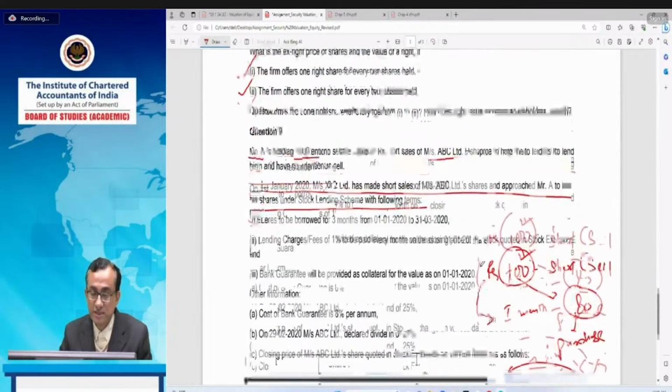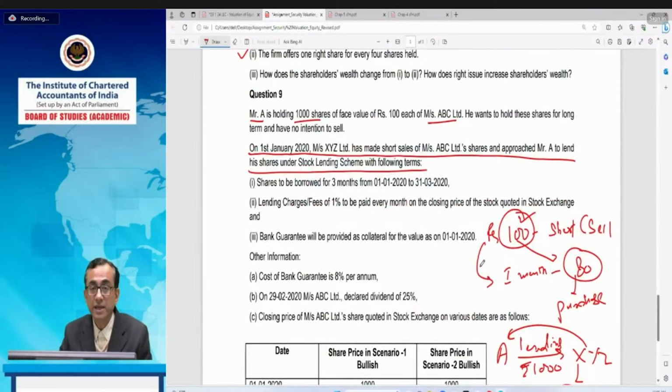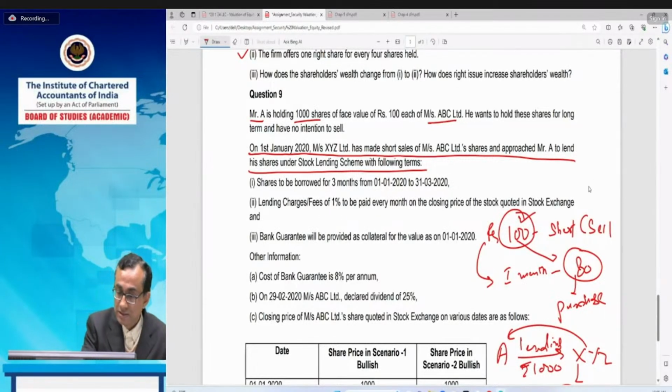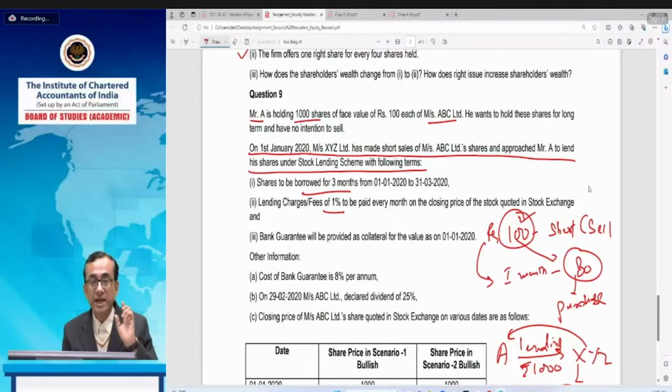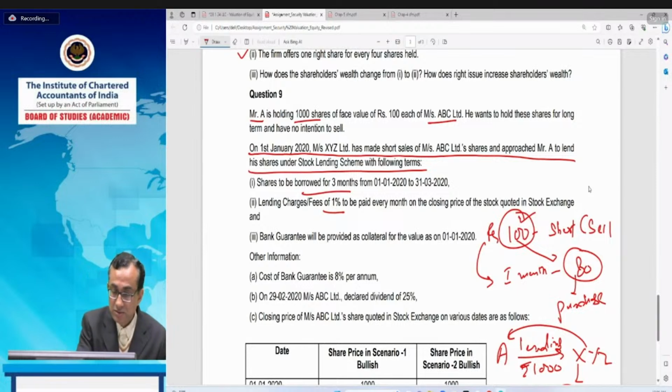Now we have said, what is the income of A? A is lending, so A's income will be the lending fee. And what is further given in the question? It is given that the shares are to be borrowed for 3 months. So we have to calculate this lending fee for 3 months. The lending charge is a 1% lending fee, which XYZ will pay to A. And a bank guarantee is also to be provided.